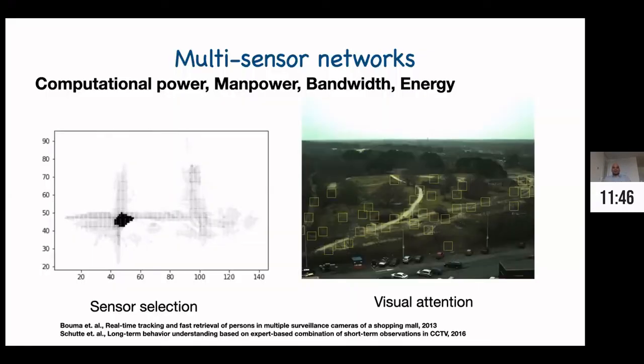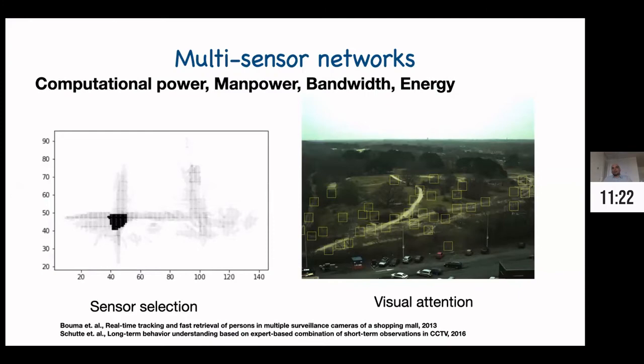So what is active perception? Let me start with an example. Multi-sensor networks are everywhere nowadays. If we walk in a public space, it's common to assume that we are being monitored by a multi-camera surveillance system. A key challenge in the design of such a system is efficient allocation of scarce resources, for example, computational power.